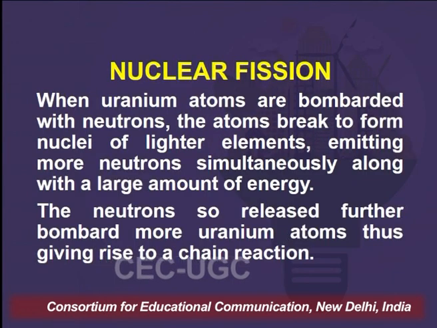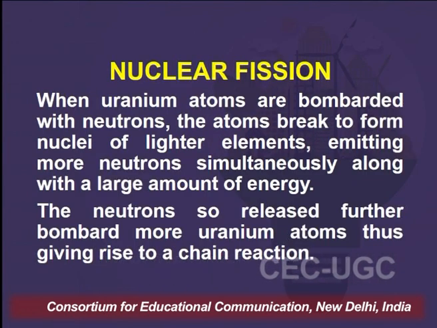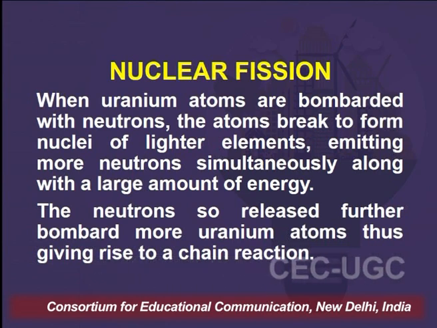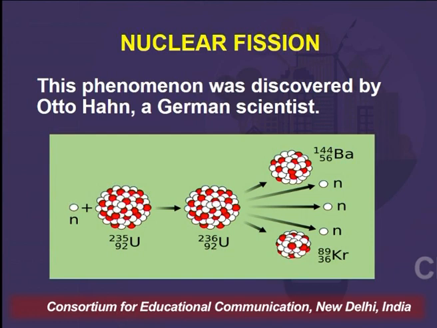So, when uranium atoms are bombarded with neutrons, as we have already seen in the figure, the atoms break to form nuclei of lighter elements, emitting more neutrons simultaneously along with a large amount of energy. As we can see over here, a neutron is bombarding uranium, which is producing lighter elements which are radioactive, and many more neutrons.